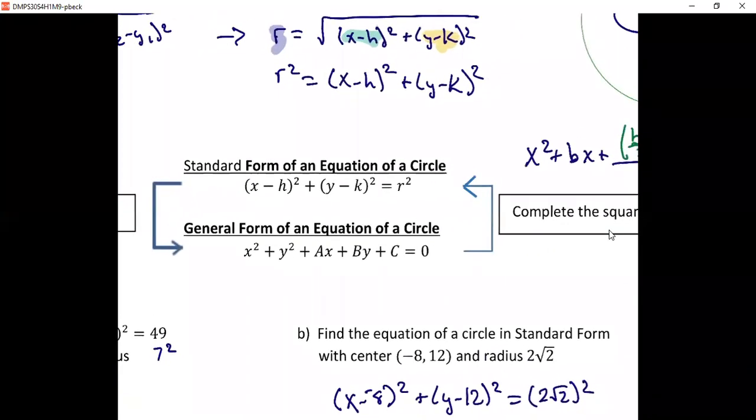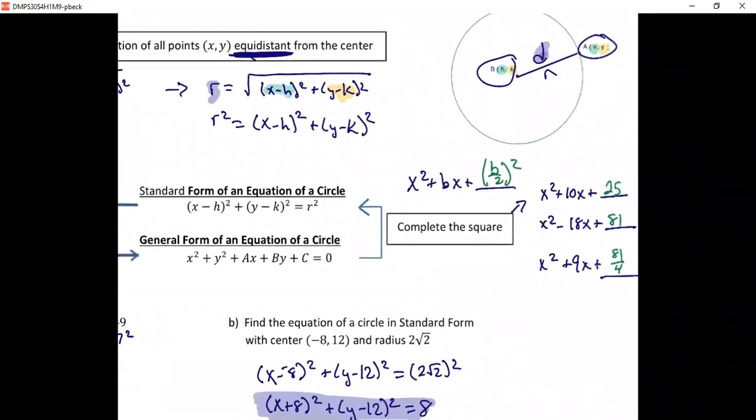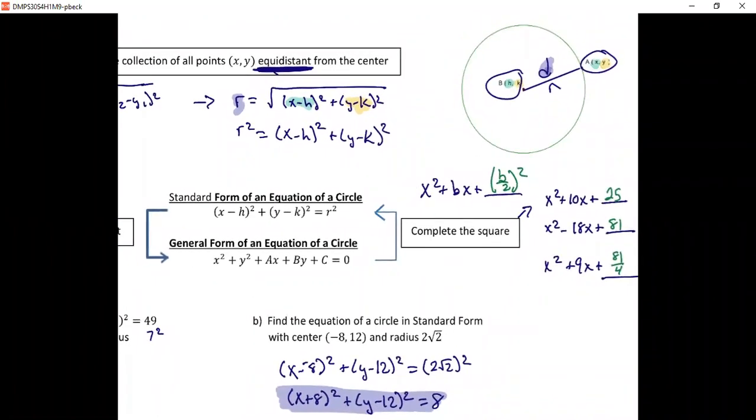Now, our next question is, what happens if we have general form of a circle and we want to go back to standard form? We use a process of completing the square. And what you can see here with this process of completing the square, we're going to take this middle term b and we're going to divide it by 2 and square it, and that's how we complete the square.